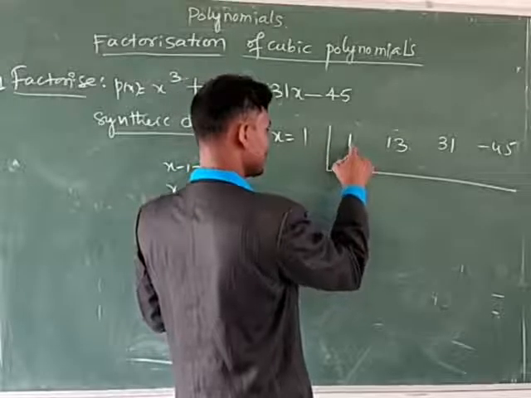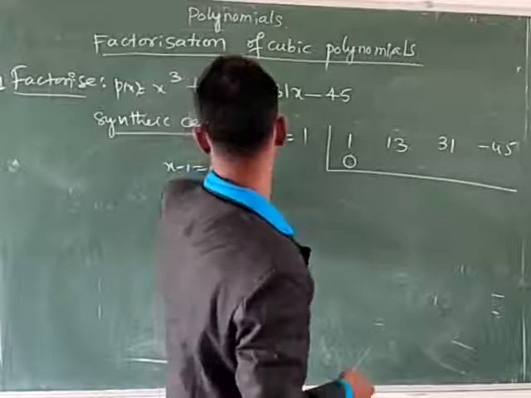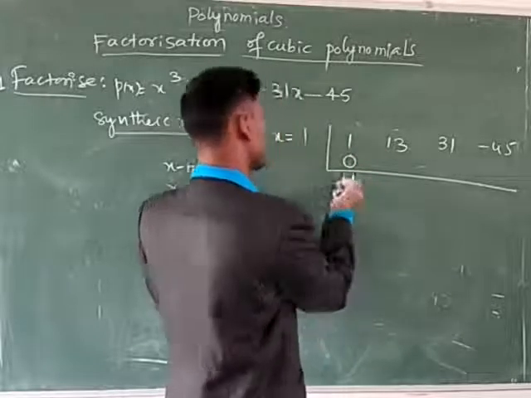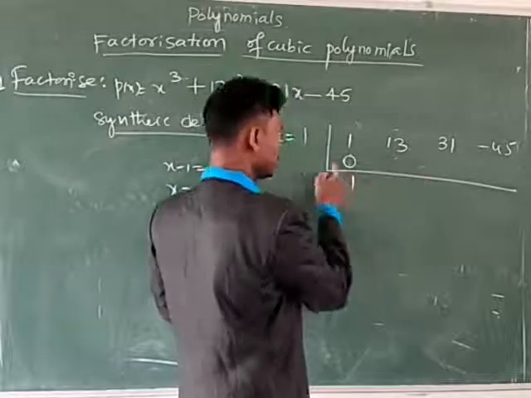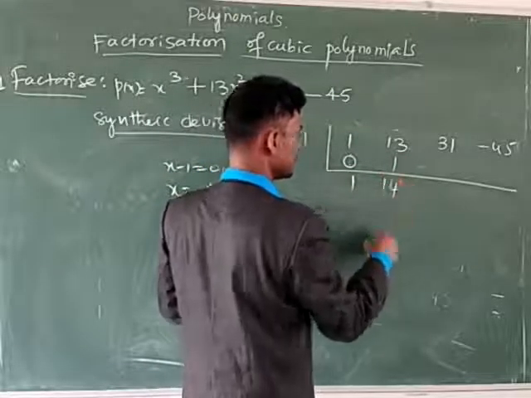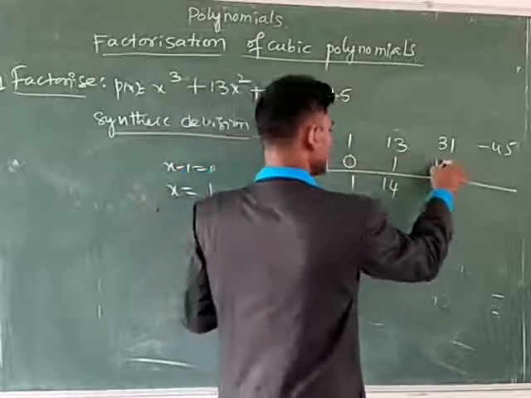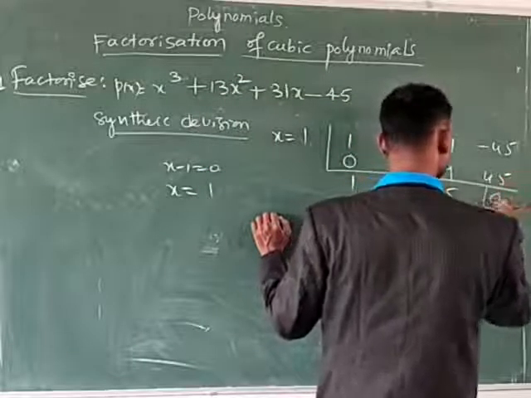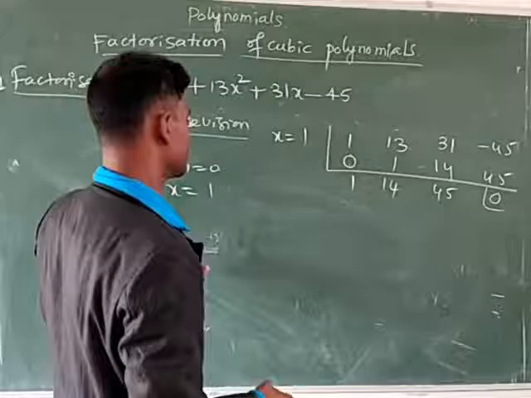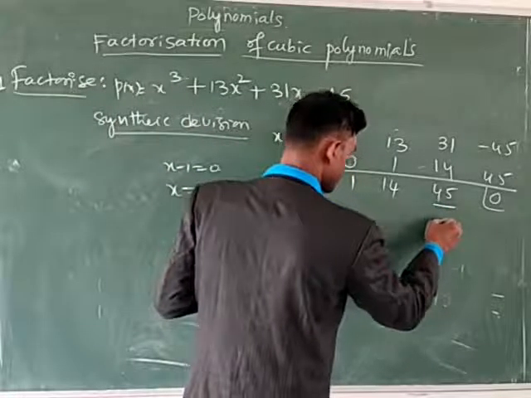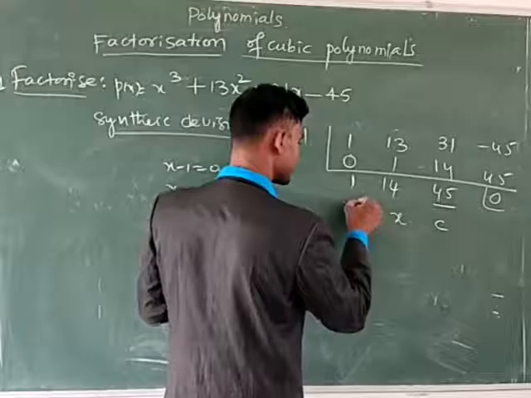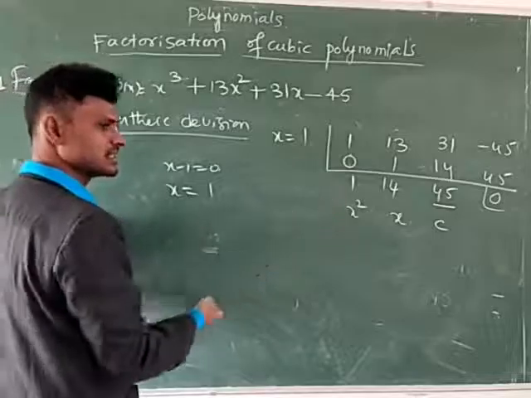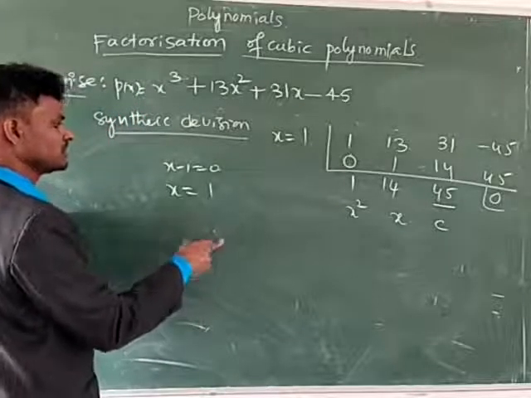Then you add. 1 plus 0. For any given polynomial, first you put 0, then you add, then you multiply that number and write it below and add again. 1 into 1, 1. 1 plus 13, 14. 14 into 1, 14. You add again, 31 plus 14 is 45. 45 into 1 plus minus 45 is 0. After this, the last is the constant term, this is the x term, this is the x square coefficient. Now you know that this is a quadratic equation, and you know how to do it.